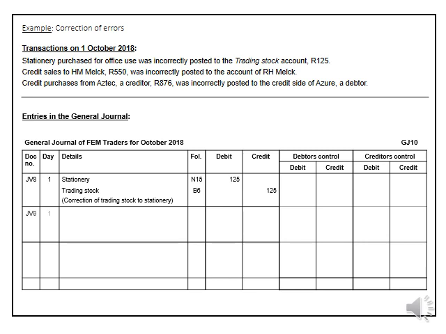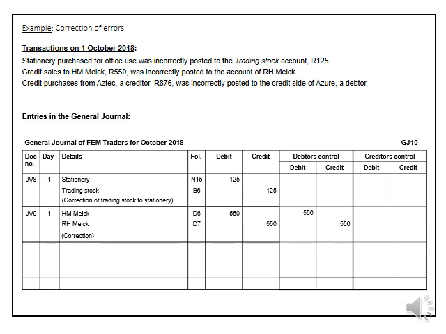To correct that, we now have to debit HM Milk. And since he's a debtor, we also need to debit debtors' control. And we will credit RH Milk. And since he's a debtor, we also have to credit debtors' control. Again, the narration is a correction.